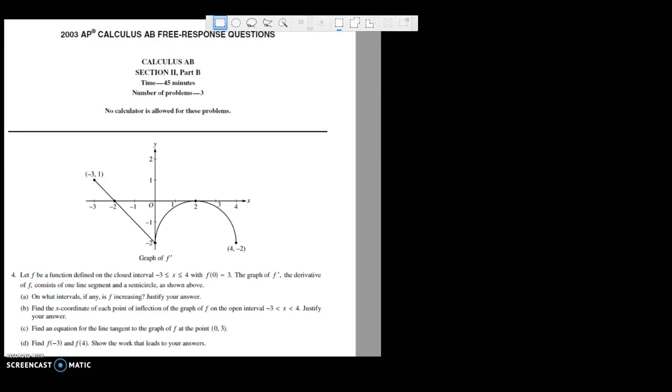So in order for f to be increasing, f prime has to be above the x-axis. If you look over here, this part's above the x-axis. So for part A, you would say f is increasing from -3 to 2. And the reason it's increasing is because f prime of x, or f prime, is greater than 0. There's not even an x here.